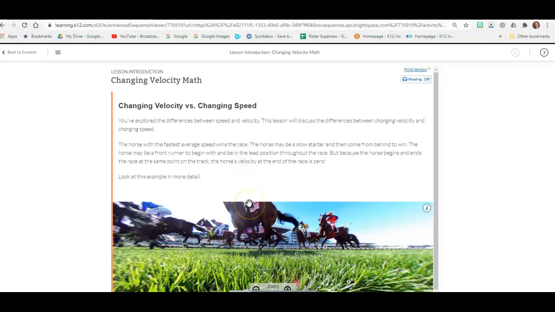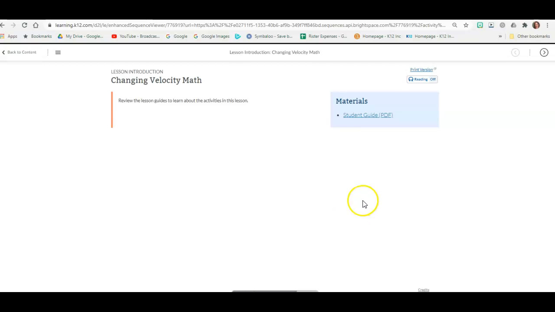So we'll look at this in more detail. But again, you're going to have to make sure you know the difference between distance and displacement. There is a student guide that you're welcome to look through, but this is not required.